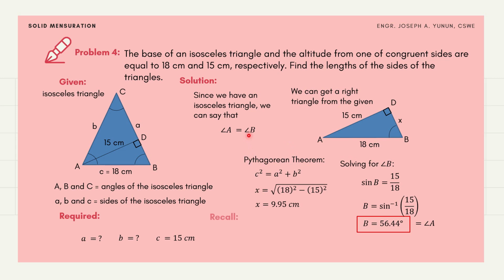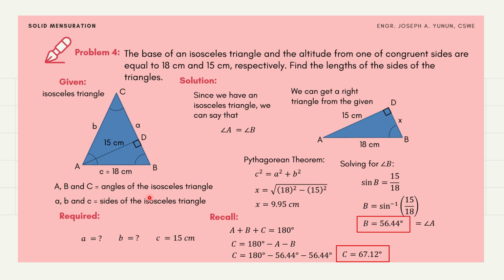Then recall that the sum of the interior angles of a triangle is equivalent to 180 degrees. So similarly, you can solve for the unknown angle, that gives us a value of 67.12 degrees.